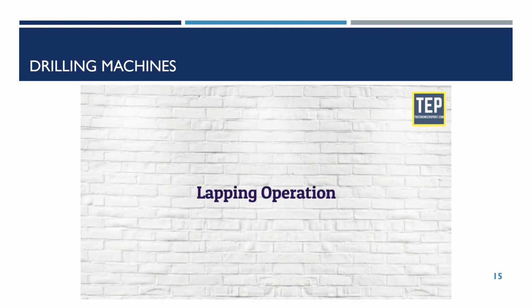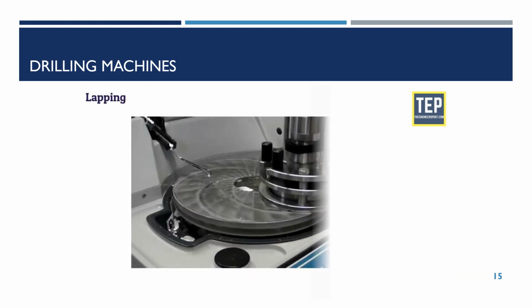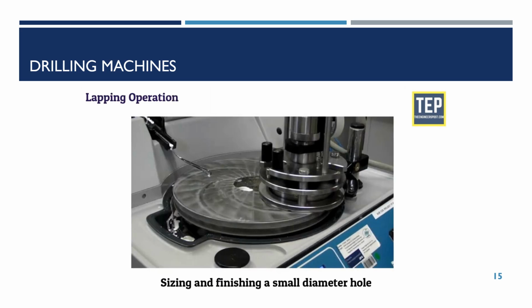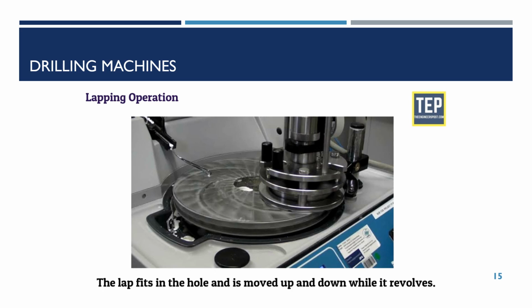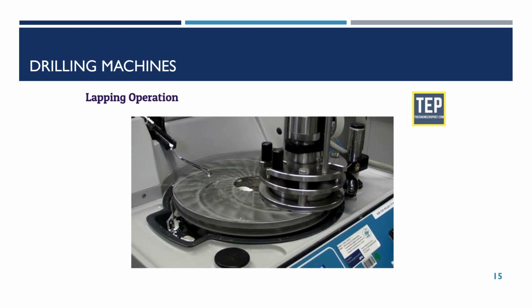Lapping operation. Lapping is the operation of sizing and finishing a small diameter hole that is already hardened by removing a very small amount of material by using a lap. There are many kinds of lapping tools. The copper head laps are commonly used. The lap fits in the hole and is moved up and down while it revolves.